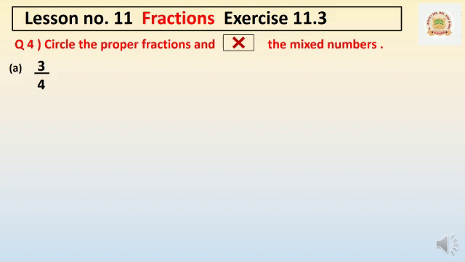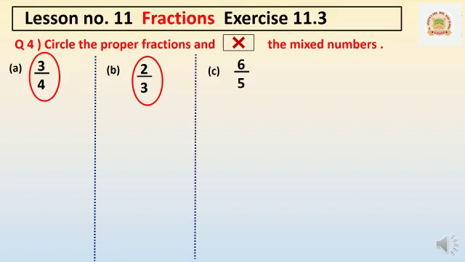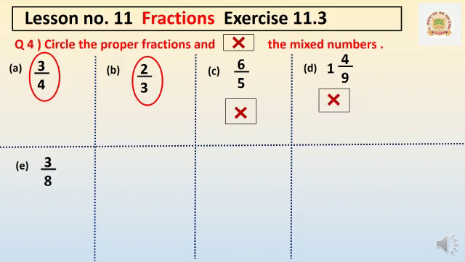So A, 3 by 4, is a proper fraction. Put the circle. B, 2 by 3. It's a proper fraction when the numerator is smaller than the denominator. C, 6 by 5. Numerator is bigger than the denominator, so it's a mixed number. Next, D, 1 whole 4 by 9, is a mixed fraction.